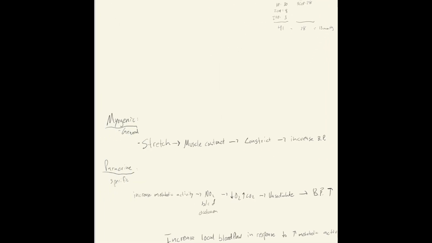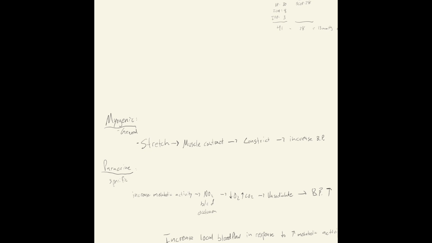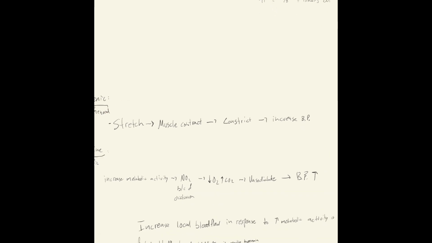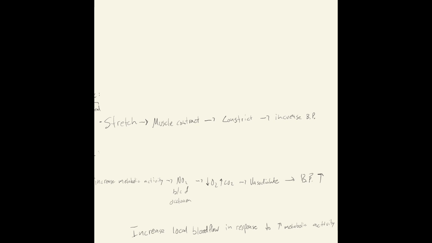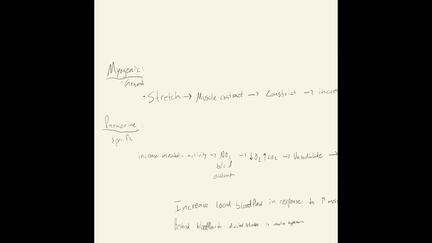The last thing that I'd like to discuss is the myogenic versus the paracrine response to vasoconstriction and dilation. So the myogenic response is a more generalized response, and I just have them written here. So this is the myogenic response, and it follows this cascade where when the vessel is stretched, the muscle will contract in response to that, which then is a constriction. These two are basically the same thing. And because it constricts that vessel, it will cause an increase to that blood pressure. And that's just generalized for everywhere.